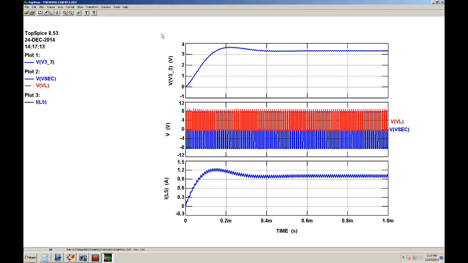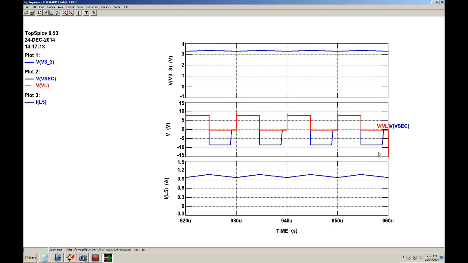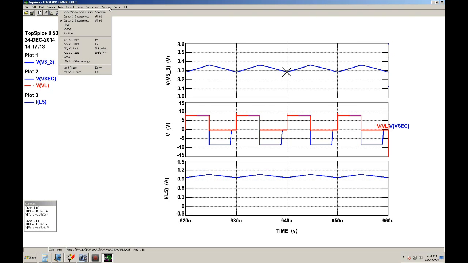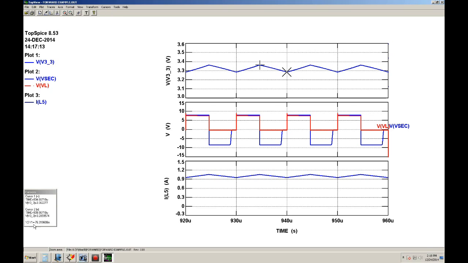Okay, so here we have the simulation. And I'll go ahead and zoom in here. And this is the ripple voltage. I designed it for 3 volts. So I have a ripple. Let's see. It's about 73 millivolts.